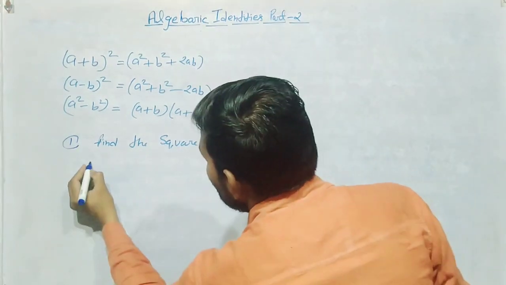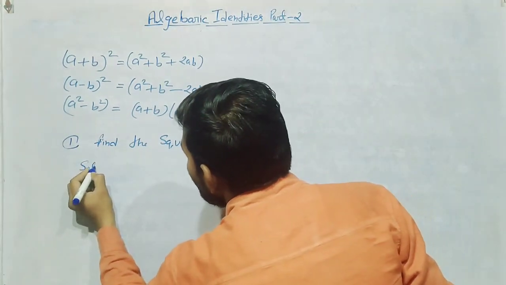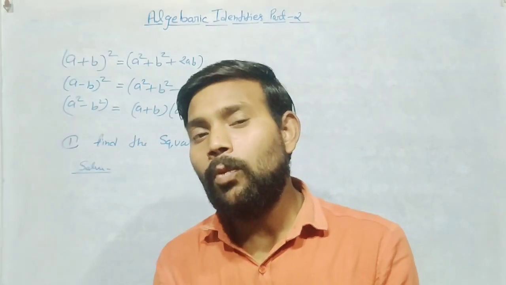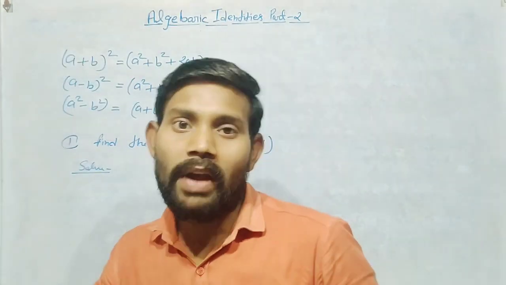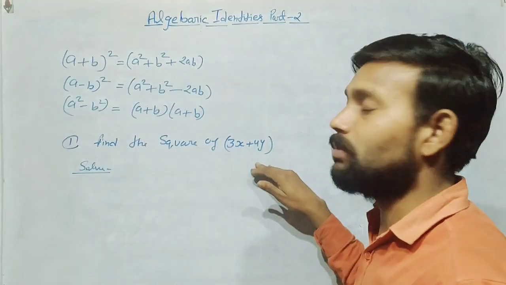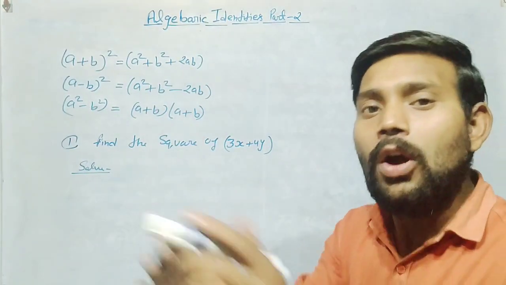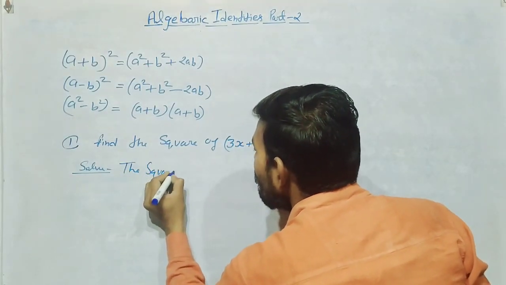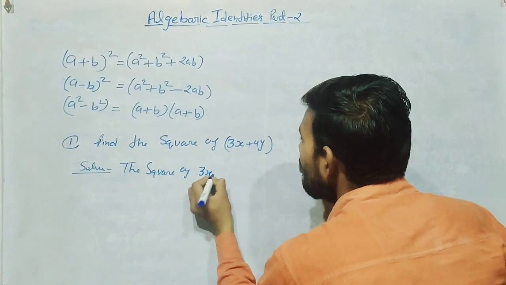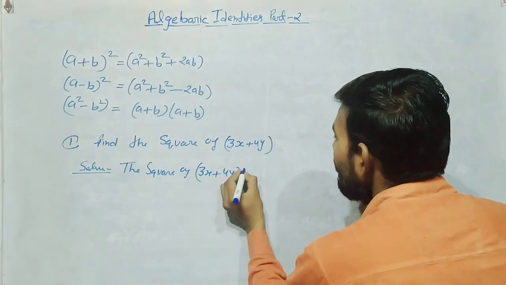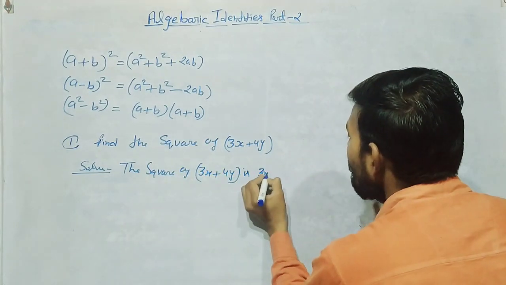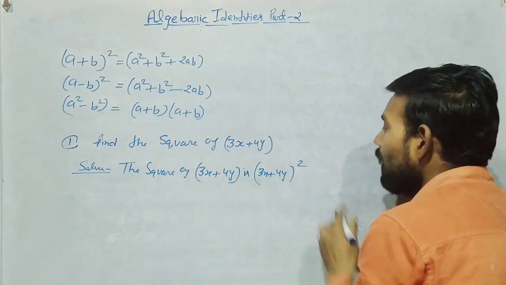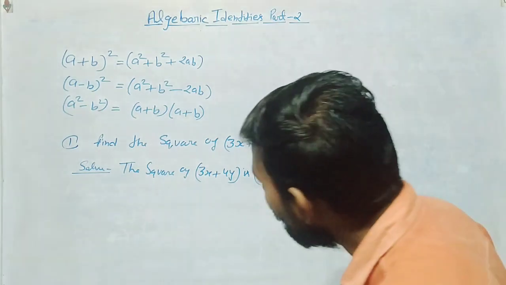So what will we write in the solution? If we have to find the square of 5, what can we do? 5 into 5, 25. Similar way, the square of 3x plus 4y is 3x plus 4y to the whole square. So we write the square of 3x plus 4y is 3x plus 4y to the whole square. Very good children, clear till here.